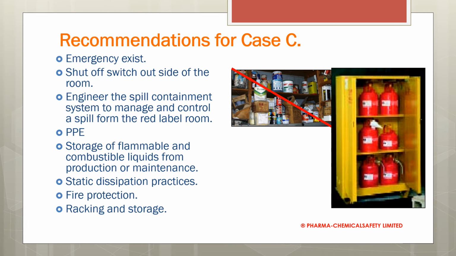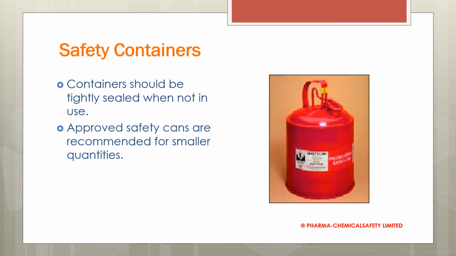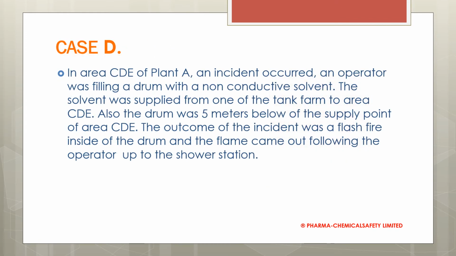PPE, the storage of flammable and combustible liquids from production or maintenance departments. The static dissipation practices, fire protection, and racking and storage as well. Safety containers. So containers should be tightly sealed when not in use. Approved safety cans are recommended for smaller quantities. That's the type of containers that need to be in your red label room.